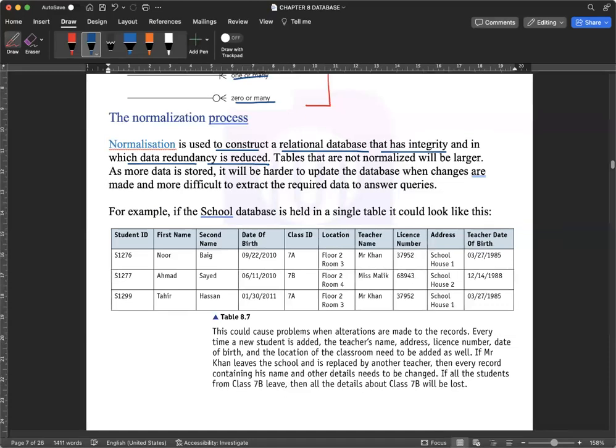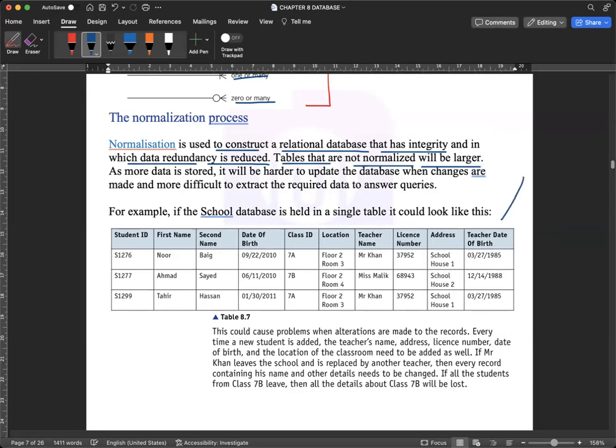Sir, integrity means like it has not useless information. First standard, yes, you can say like that, right? And redundancy means the repetition. The same thing is repeating again and again. So the normalization is going to overcome all these issues in your database, right? Tables that are not normalized will be larger.